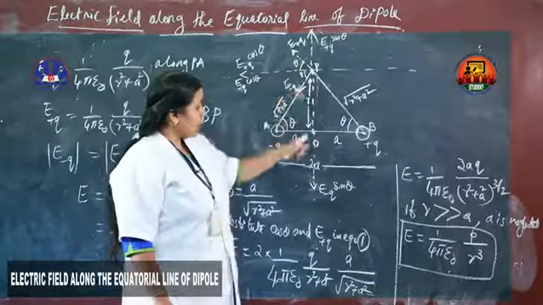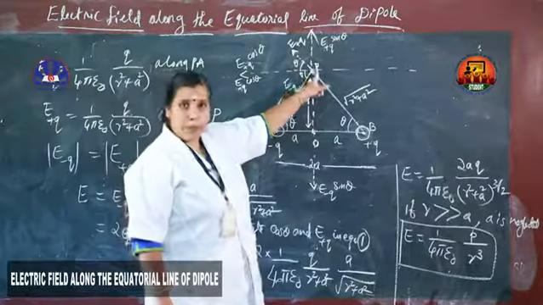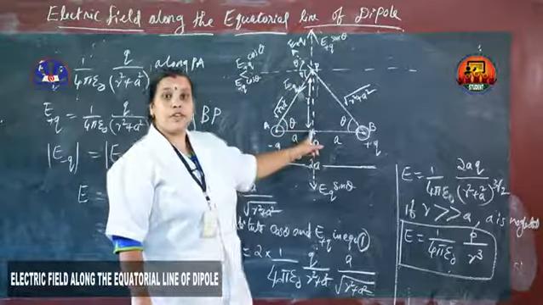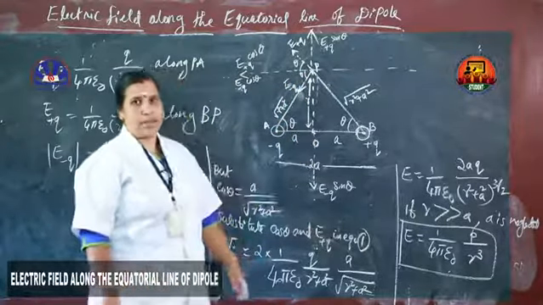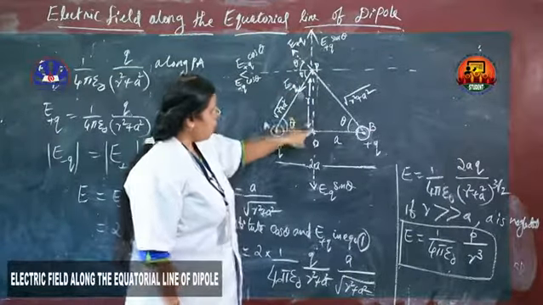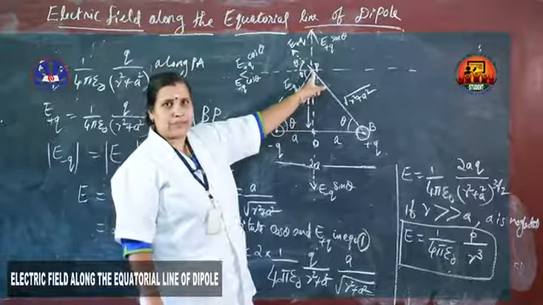Now, along the equatorial line, same as before, we have to consider a point P at a distance r from the center of the dipole, where we have to find the net electric field. So P is a point at a distance r from the center of the dipole, where we have to find the total field.